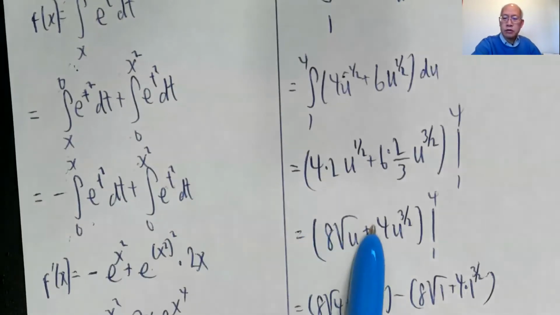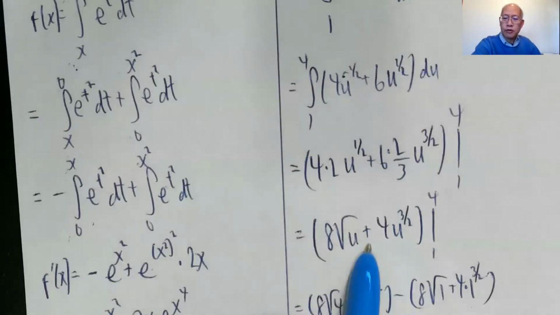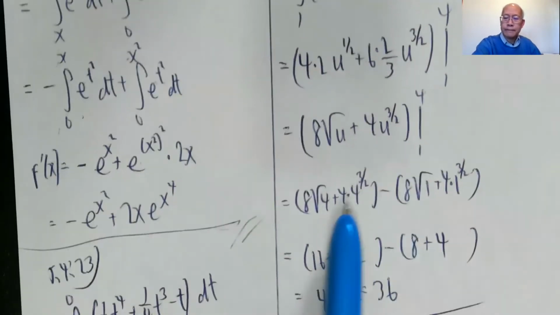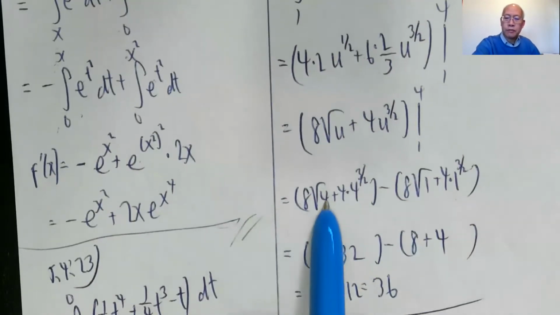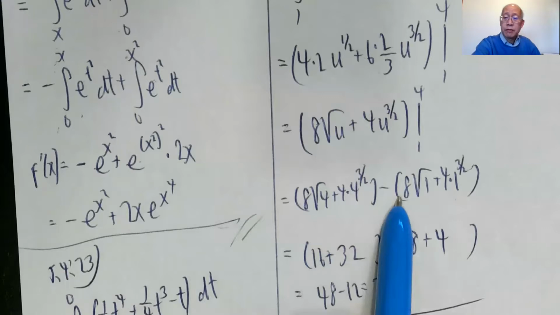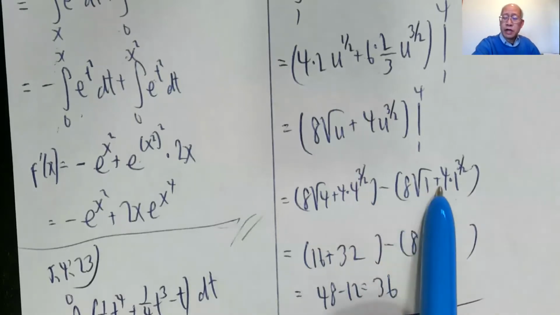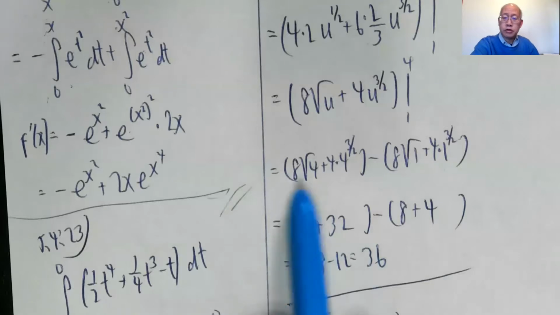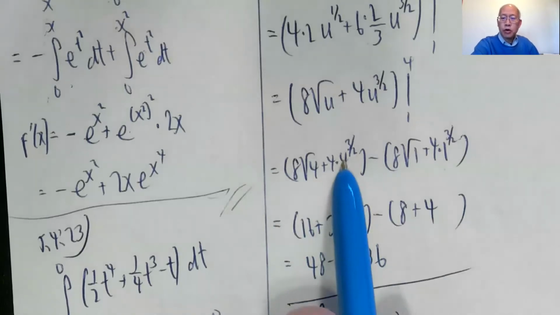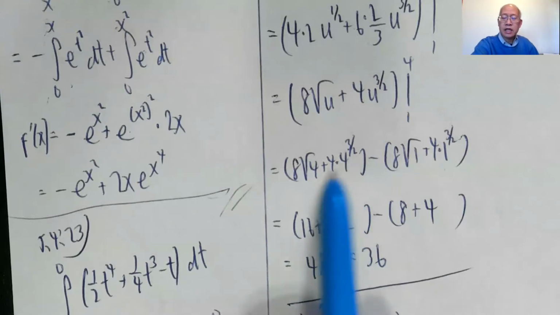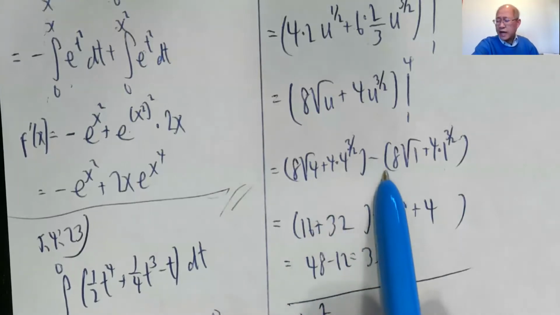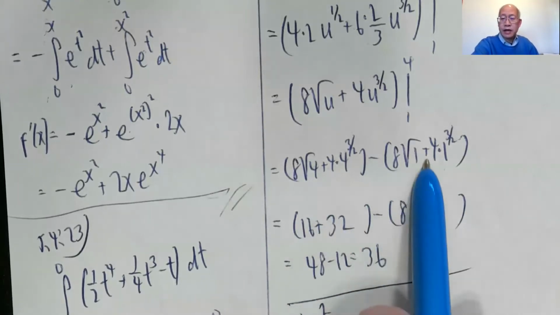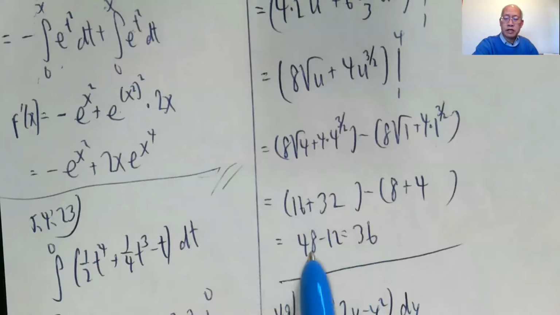That's 8 radical u. 6 times 2/3 is 4. U to the 3 halves from 1 to 4. Plug in 4. 8 radical 4 plus 4 times 4 to the 3 halves, minus 8 radical 1 plus 4 times 1 to the 3 halves. Well, 1 to anything is 1. So square root of 4 is 2. 8 times 2 is 16. 4 to the 3 halves means square root of 4, which is 2. 2 cubed is 8. 8 times 4 is 32. Minus 8 times 1 is 8. And that's 4. So 48 minus 12, 36.